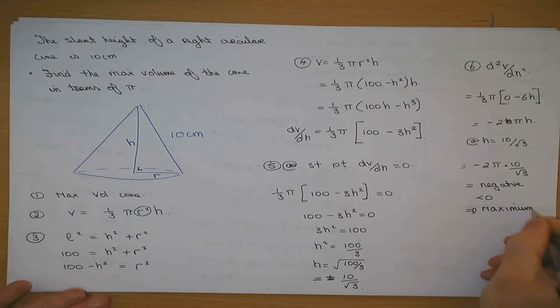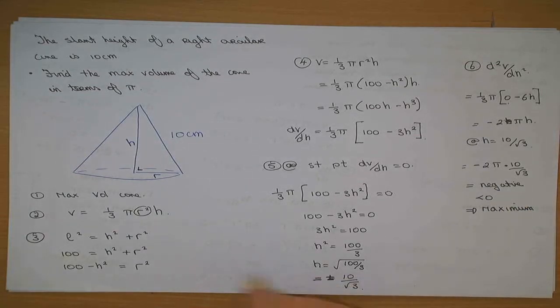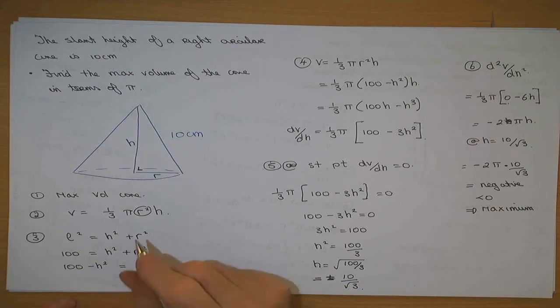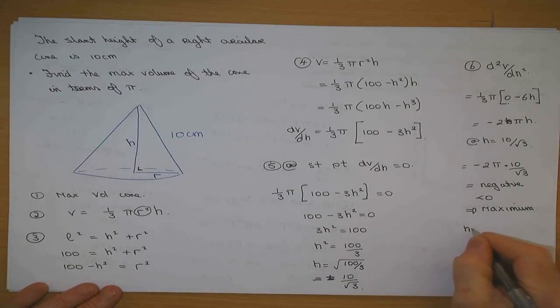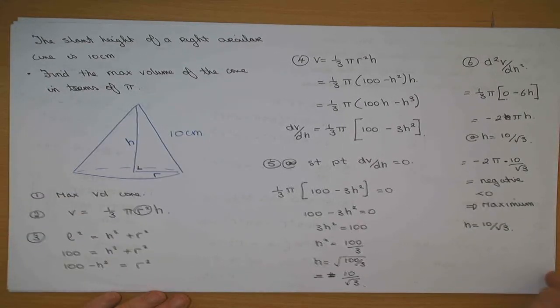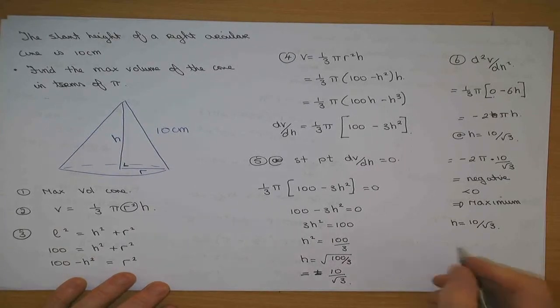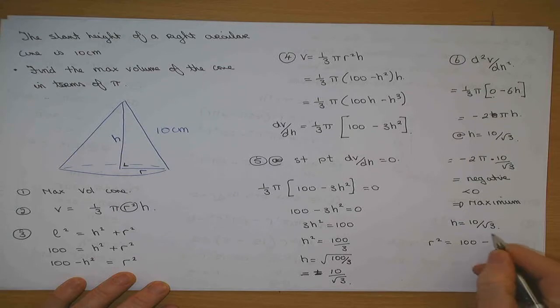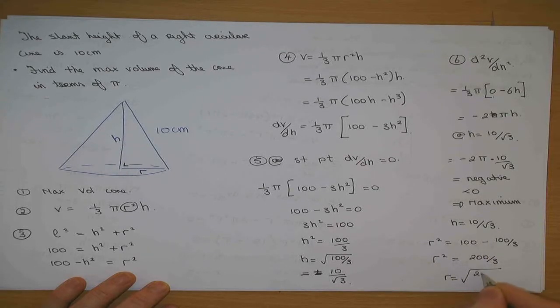So the maximum value I get is when h is equal to 10 over root 3. It didn't ask me to find h, it asked me to find r. I know r squared is equal to 100 minus h squared, 100 over 3. r squared is equal to 200 over 3. r is equal to the square root of 200 over 3. Any questions?